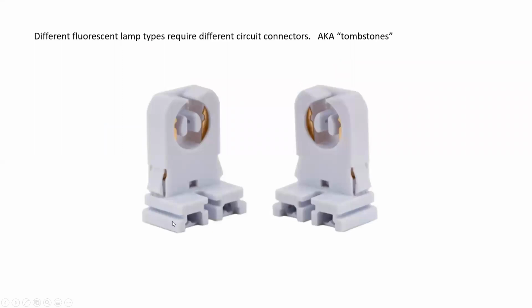Different fluorescent lamp types will then require different circuit connectors, and these circuit connectors are known as tombstones in the field. If you have a T5 or a T8 or a T12 lamp, they will require different sizes of tombstones, as well as if it is a bipin or a recessed bipin or a single pin. Each one requires a different type of tombstone, and so it is important to make special note of what type of fixture and lamp is in a particular luminaire if you're going to replace a few of the different items, because you don't want to go to the wholesaler and get the wrong thing.